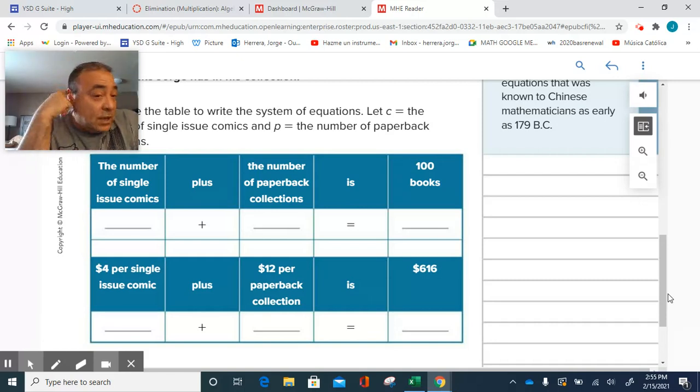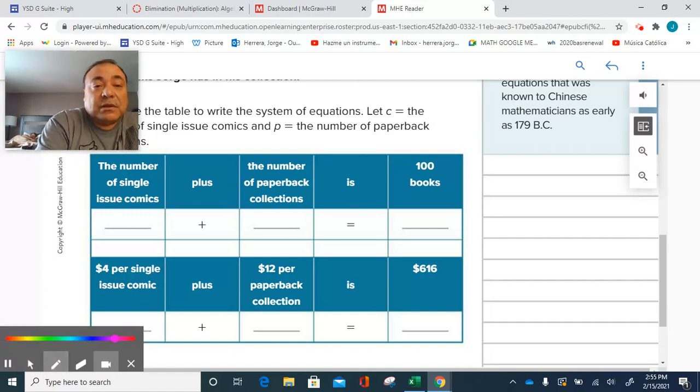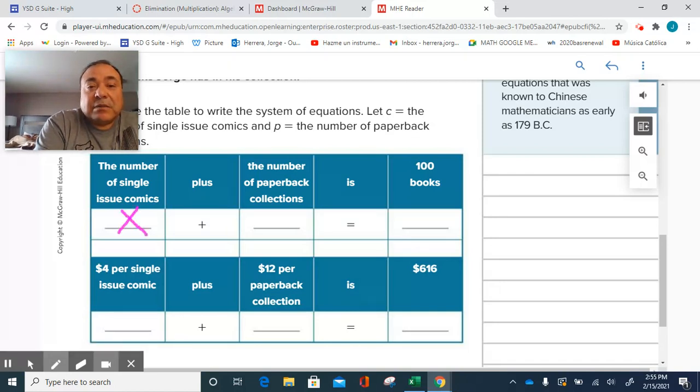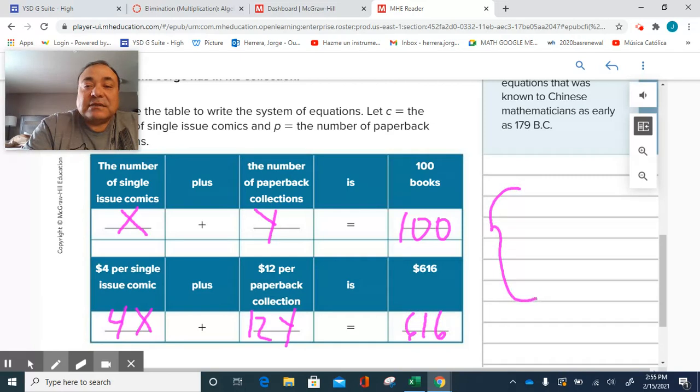Okay. So here, the number of single issues, well, we don't know what that is. So we said the single issue will be X plus the number of collections, we don't know that either, that's why Y. But he bought 100. See that? And with that in mind, we have the money. We have 4X, because the single issues are $4. This one is 12Y because the books cost $12, and everything costs 616.